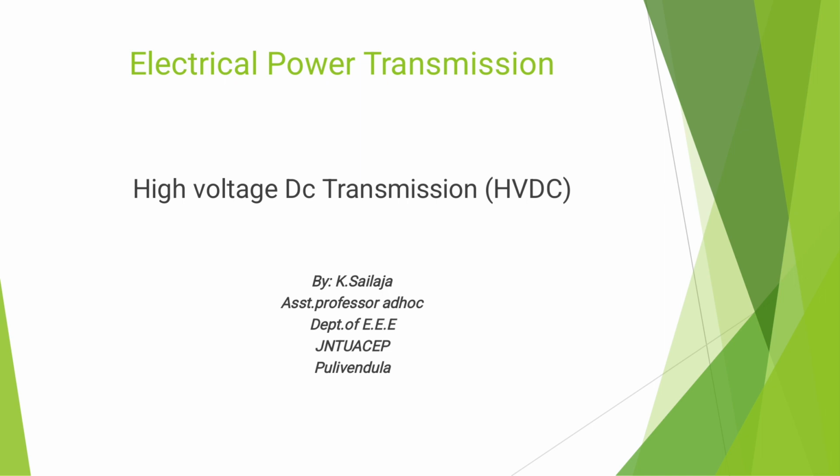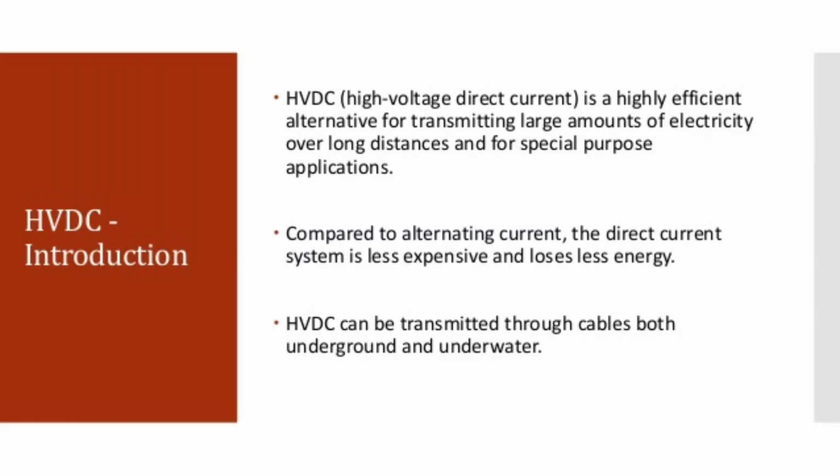Today's topic is high voltage DC transmission introduction. High voltage DC transmission is an interconnection of AC and DC transmission. That means it employs both AC and DC systems. The purpose of this transmission is whenever we have to transmit a bulk amount of power over longer distances, and its advantages are more compared to the HVAC transmission system.